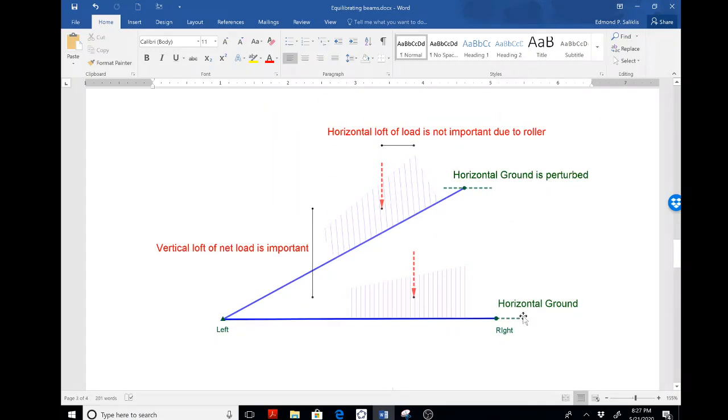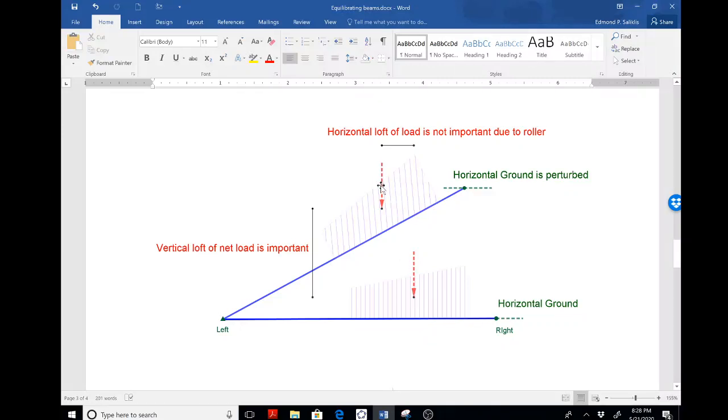So the perturbation is how much does the horizontal ground move vertically? What is that violation of a boundary condition? But how much it moves left and right is not a violation of a boundary condition, so we don't have to track that at all. So what we're doing is watching how much the support moves vertically. We're ignoring how much the support moves horizontally because there is no restraint there.